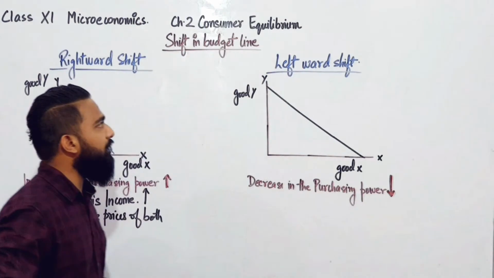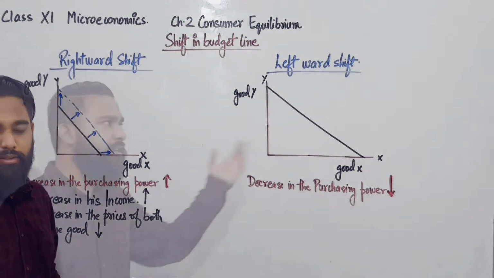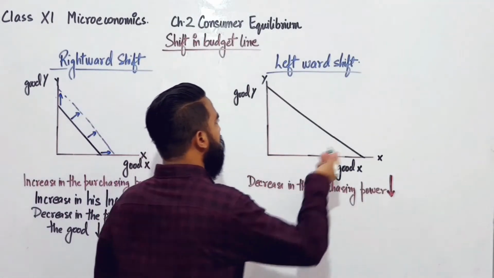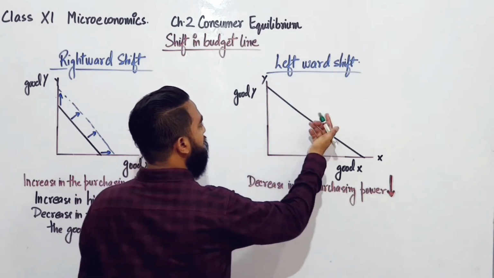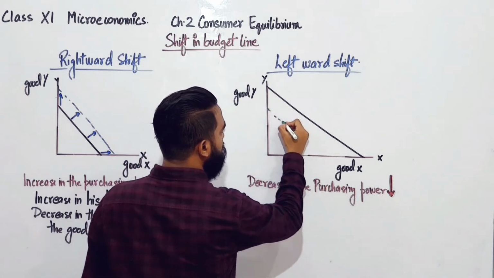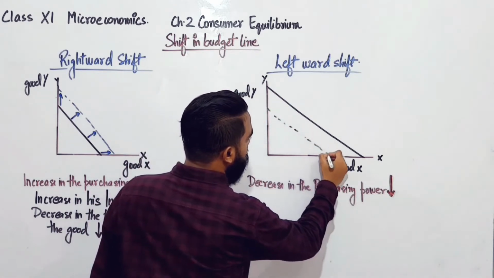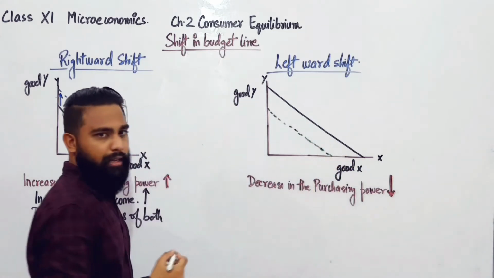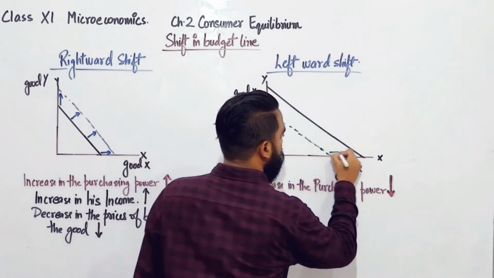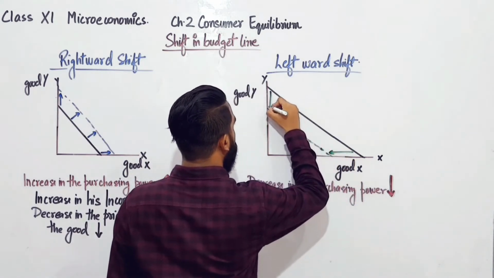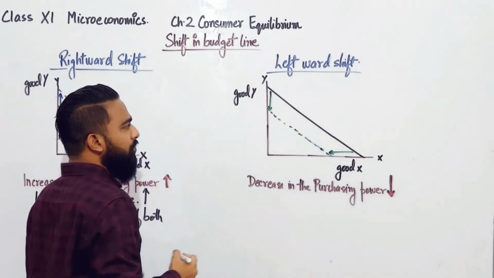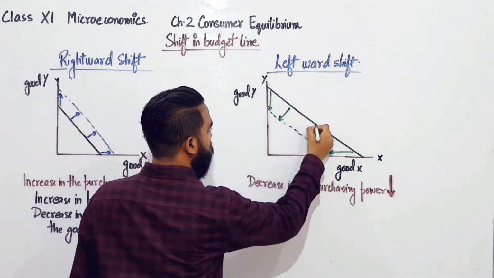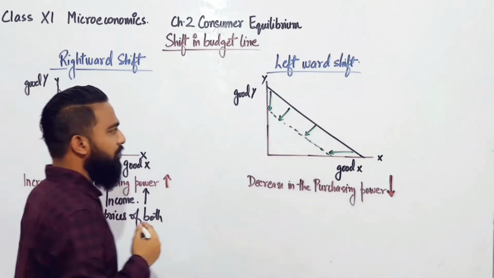Now let's see the leftward shift. Let's talk about the leftward shift. Leftward shift means that the budget line shifts towards the left, and mind it, always show the shift or rotation with dotted lines. Fine. Now the budget line has shifted from right to left.